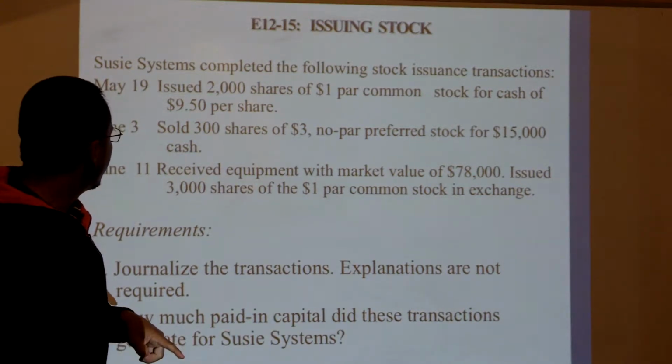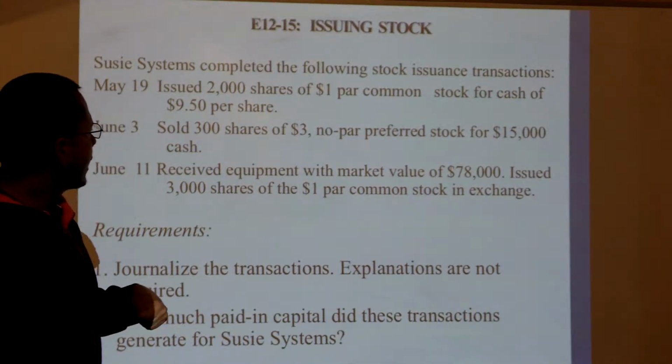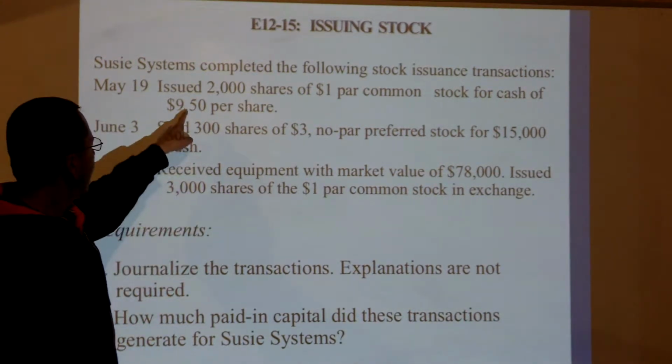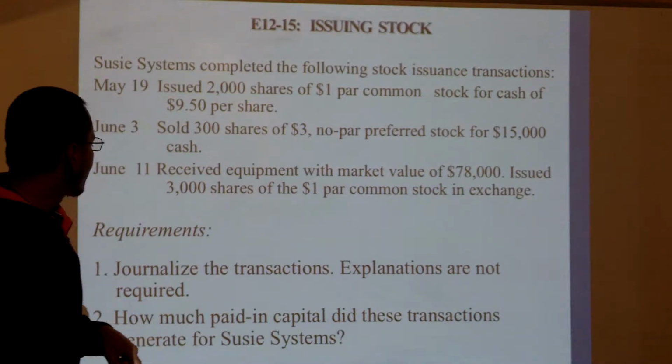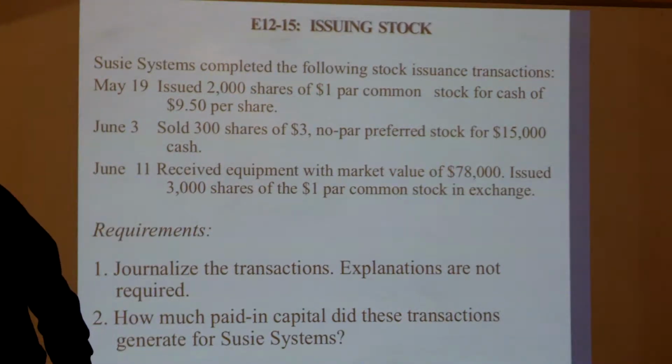Suzy Systems is issuing 2,000 shares of $1 par common stock for cash at a price of $9.50 per share. So let's talk about that one first. What is the journal entry for that transaction?